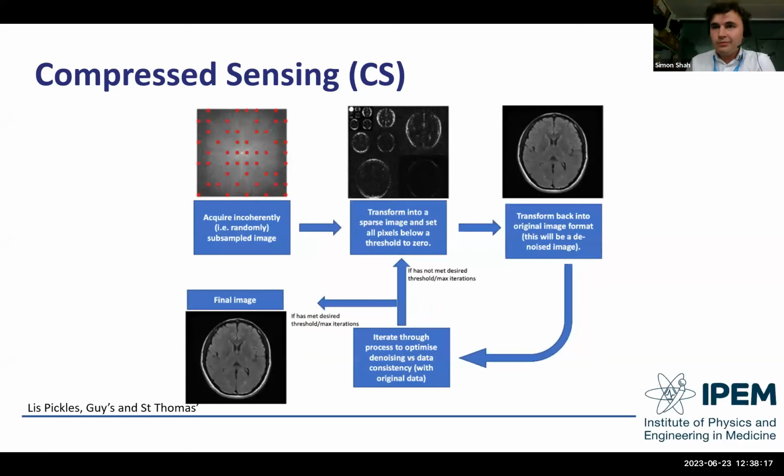So this is a nice simple diagram to explain the method. Again, we incoherently, randomly sample K-space and capture as much detail. We apply what we call a wavelet transform, which manages to subtract the noise out of the image. We then convert this back into our image and compare it. So we do an iterative comparison of the optimized data versus the data consistency. Have we taken enough noise out of the image? Have we taken out too much? And then we have to go back into the algorithm and go around again.